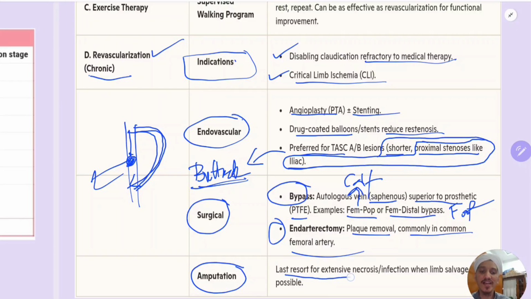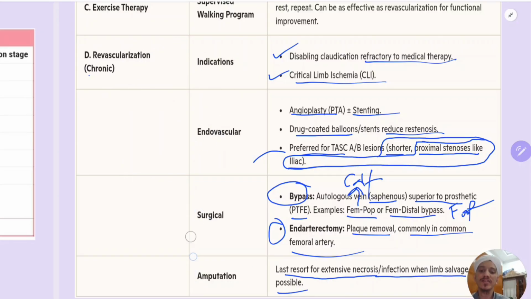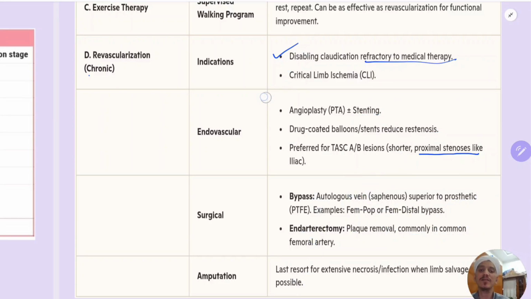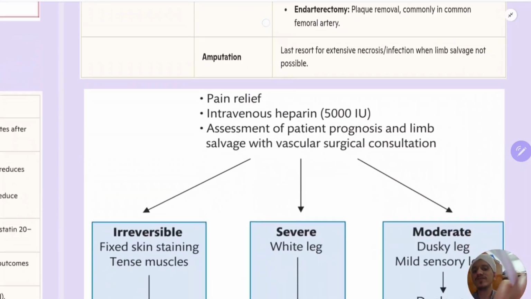Amputation is the last resort for extensive necrosis or infection when limb salvage is not possible. Okay. Protection of the limb is not possible. These are the procedures: endovascular procedures, surgical bypass, endarterectomy, then amputation. These are the four things which you do.